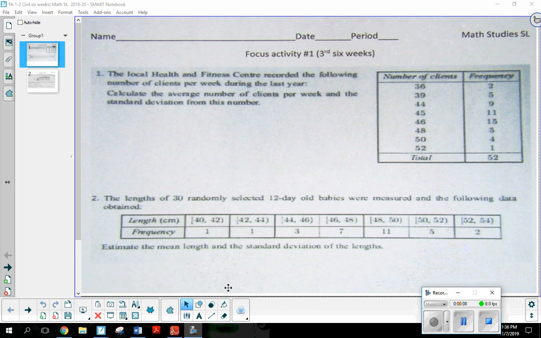A few reminders. We're going to have that quiz tomorrow over number sets, significant figures, and scientific notation. Okay, so if you have any questions, come on in.